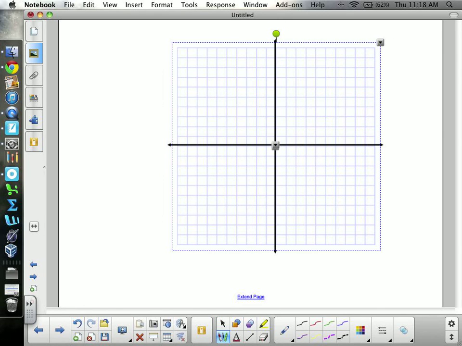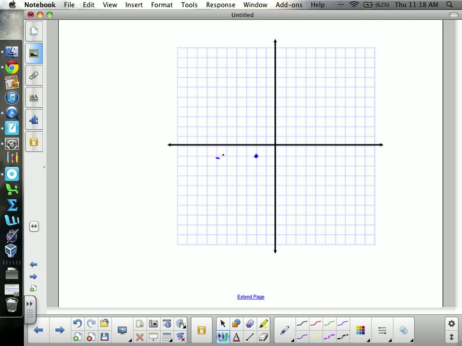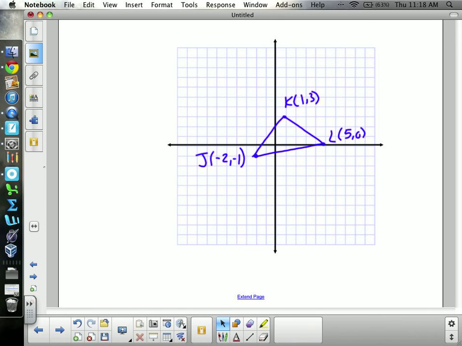So J is at negative 2, negative 1. That's J. K is at 1, 3. And L is at 5, 0. And it's asking me to classify this triangle by sides and also talk about the angles. Talk about whether or not it's a right triangle or not. So this is going to require quite a few measurements. I don't have any horizontal or vertical sides here to help me out. I'm going to have to use distance formula.